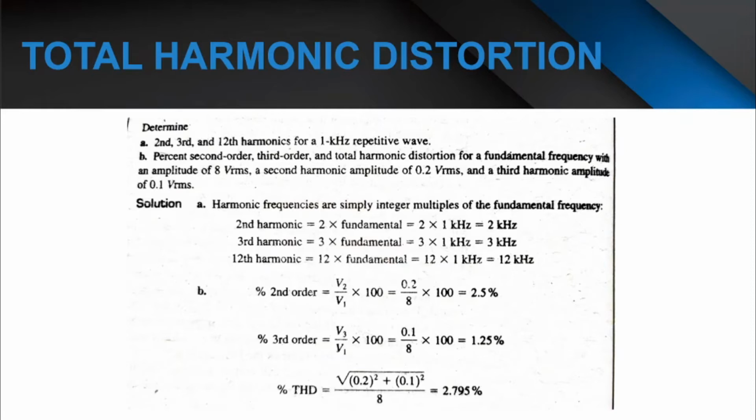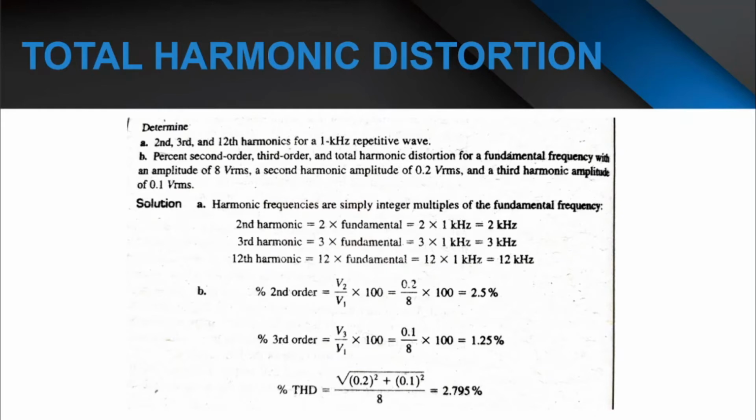So for the solution for A, harmonic frequencies are simply integer multiples of the fundamental frequency. So we're going to have for the second harmonic, 2 times fundamental, which is given there, 1 kilohertz, is equal to 2 kilohertz. And for the third harmonic, we have 3 times the fundamental, again, which is 1 kilohertz. So we have 3 kilohertz. And for the 12th harmonic, we have 12 times the fundamental, which is 1 kilohertz. So we have 12 kilohertz.